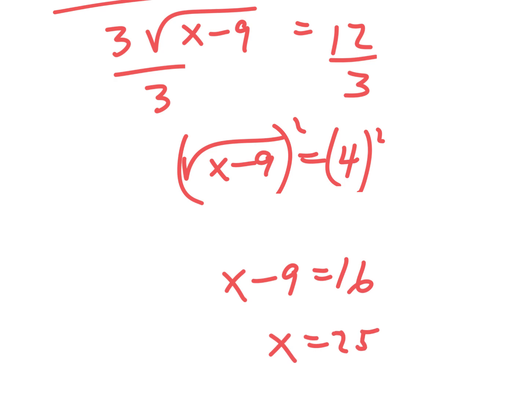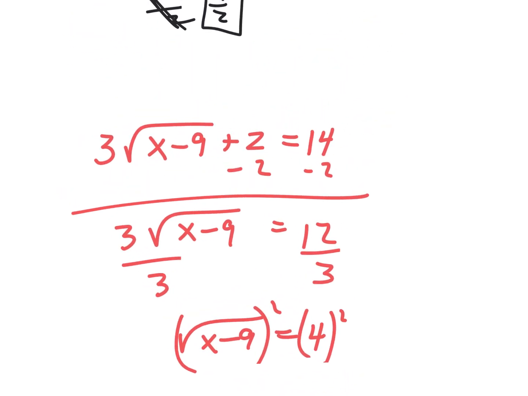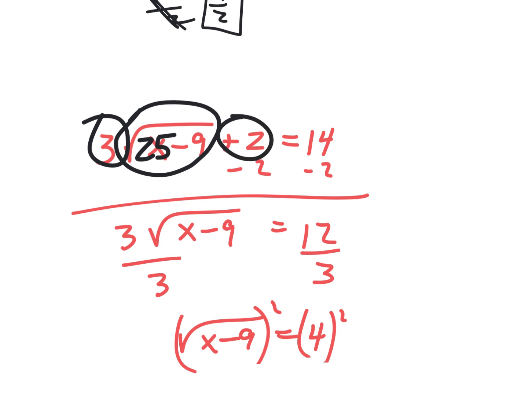If I'm going to be extra careful, which, if my grade depends on this on a test, I would probably want to go and check 25. So if I put in a 25 right here, what is 25 minus 9? That's going to be 16. Square root of 16 is 4, times 3 is 12, plus 2 is 14. Yeah, I checked it. It works.